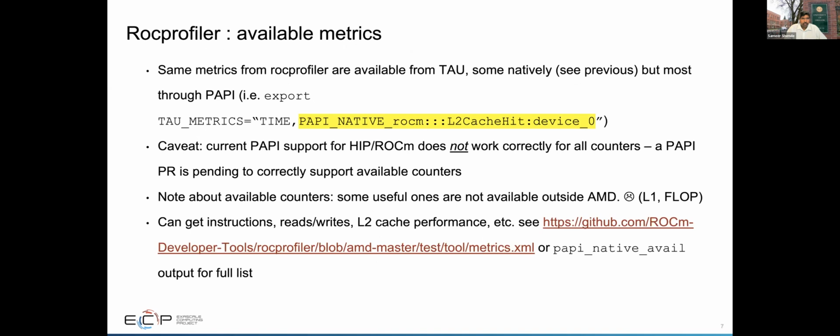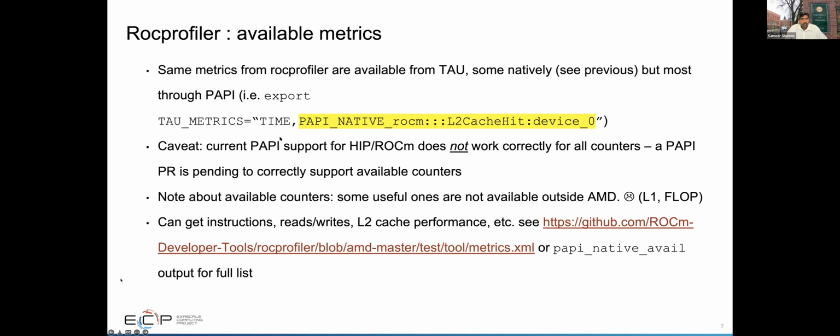Now, there are several metrics that you can collect with tau, hardware performance counter metrics, and if you're using PAPI, then you can look at the papi_native_avail tool to list the set of counters that are available to you. And then you can just use a prefix of PAPI_NATIVE while specifying one of these counters, in this case, the ROCm L2 cache hit for the device 0.